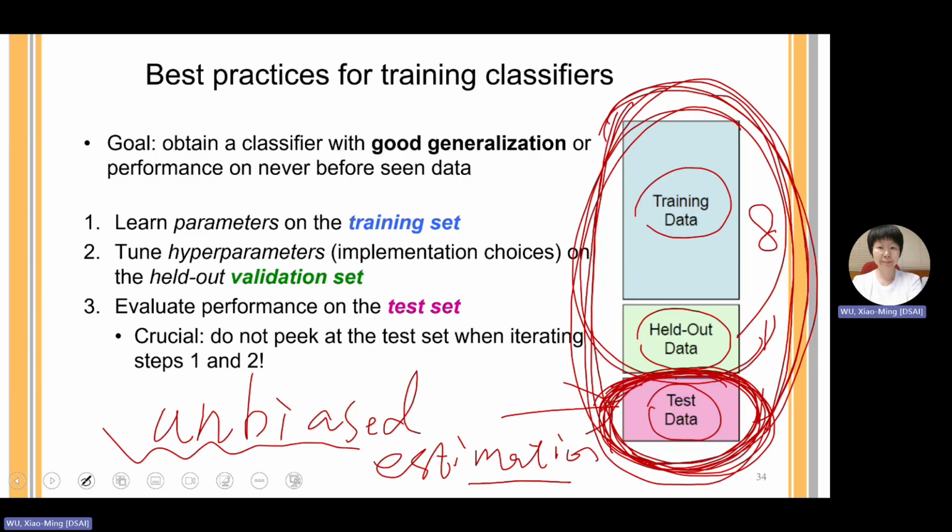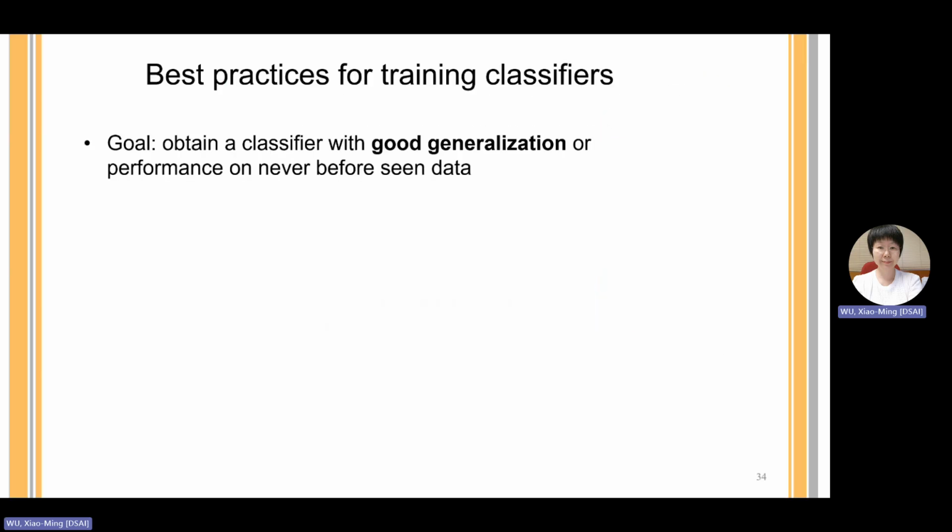Okay, if we use the test data for training or validation, then the evaluation on the test data will not be unbiased. It will be biased because it's involved during training. So that's the whole idea. We want to reserve a small set of test data which has never been used, has never been encountered during the training process. So that's one key concept.